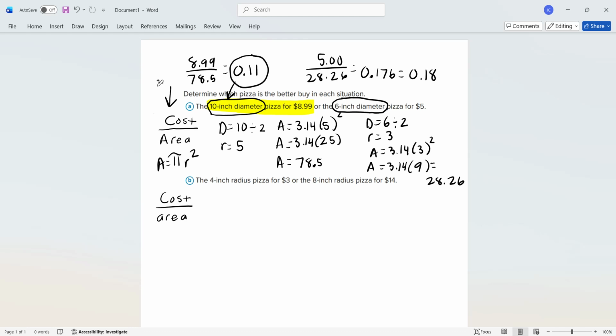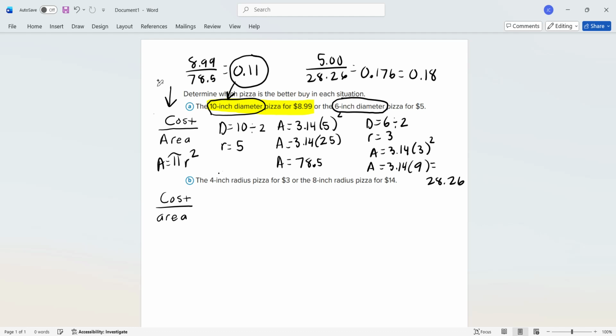And because our equation was cost divided by area, we take the cost and we divide it by the area. And that's how we got our answers for both. So let's do part B together just to make sure that we got this. So once again, we know that our equation is cost divided by area. But first we need to find our area.